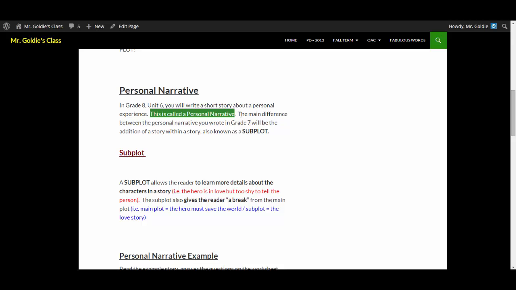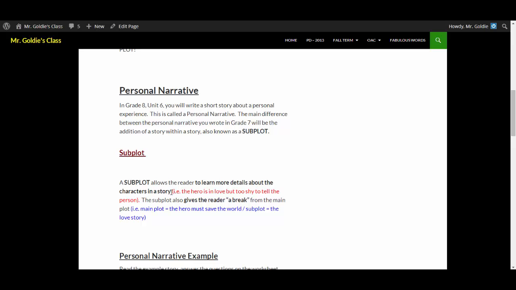However, you did this last year, but the main difference between the personal narrative you wrote in grade 7 will be the addition of what we call a story within a story, or a subplot. So you have the main plot, but then you're going to have a subplot, a story inside the story. A subplot allows the reader to learn more details about the characters in a story.